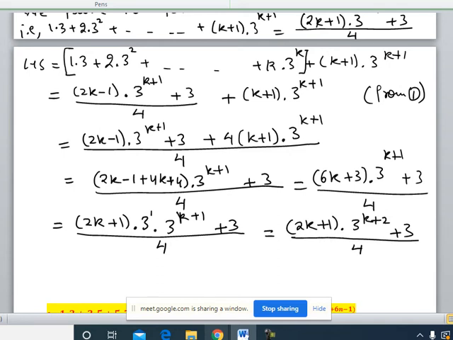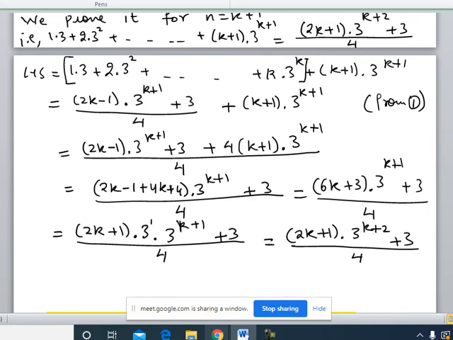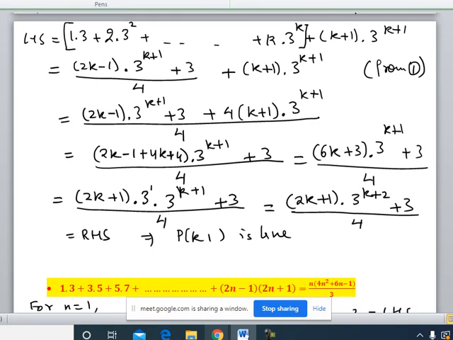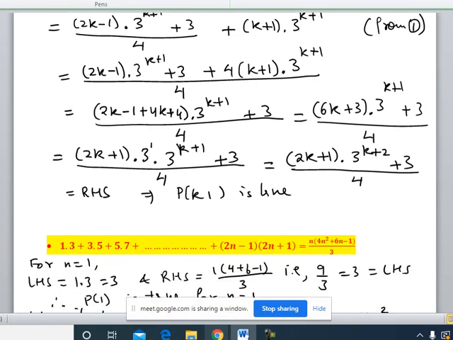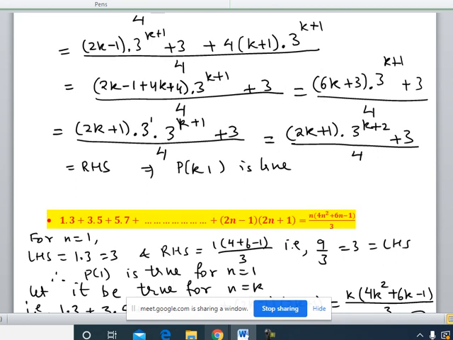Now you compare it with the required right hand side. This is the required right hand side. You compare these two steps, you will find they both are exactly the same. So it is coming out to be equal to the right hand side. So this implies P(k plus 1) is true. Now if you have shown that the result is true for n equal to k plus 1, that means you have already proved it is true for all the natural numbers. So let us wind it up. This means P(n) is true for all n belonging to capital N.